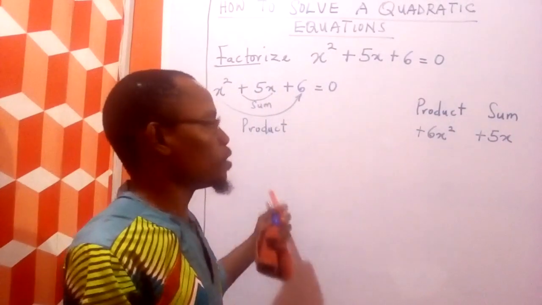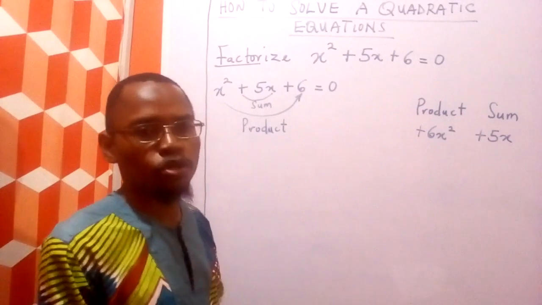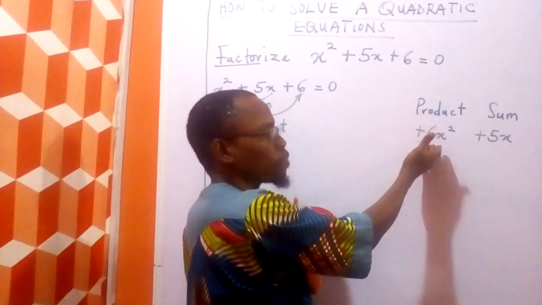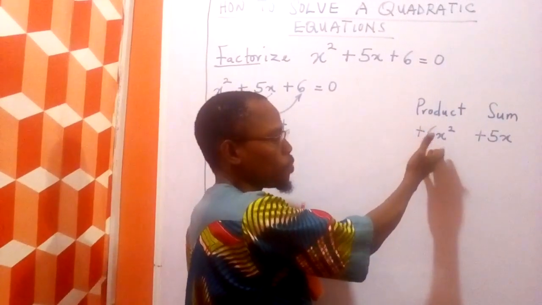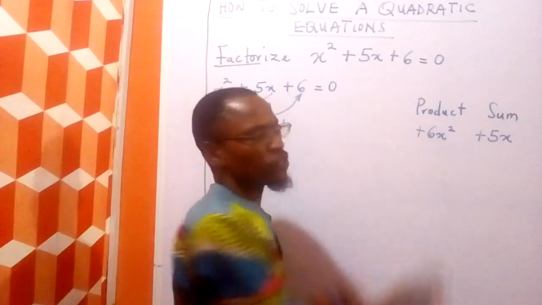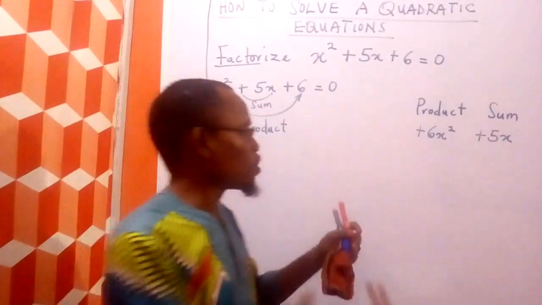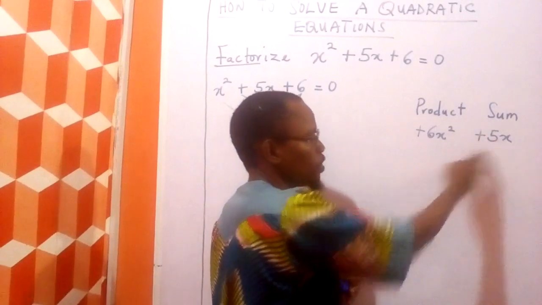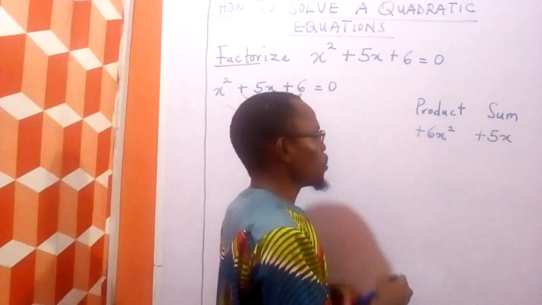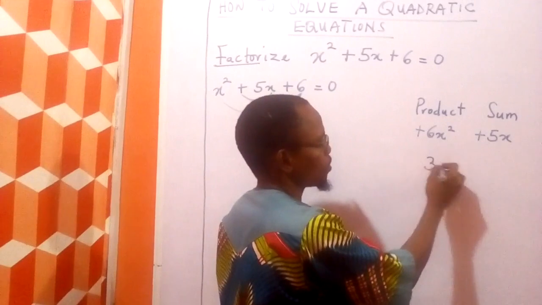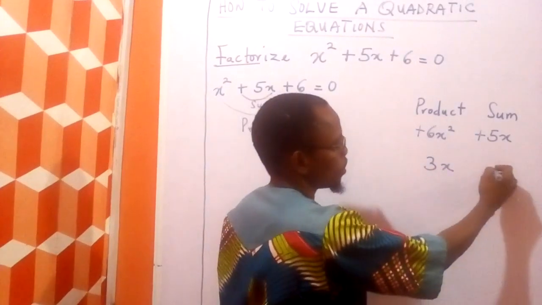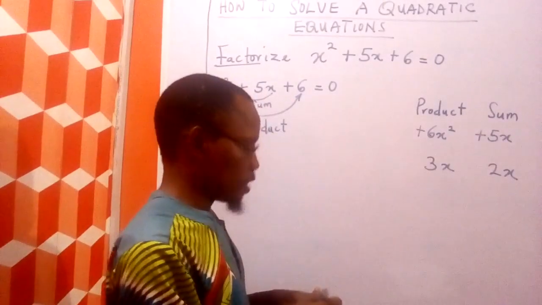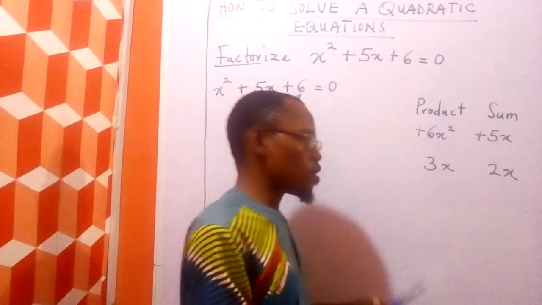So the first thing, if you directly know what to do, for me, I already know what the two factors will be. The factors of 6 that will give me 6x squared and will also give me this, it will be 3x and 2x.